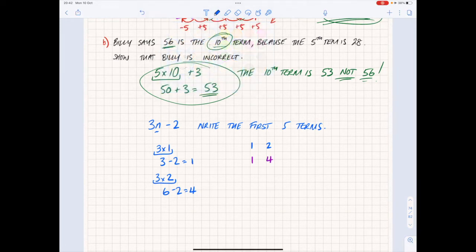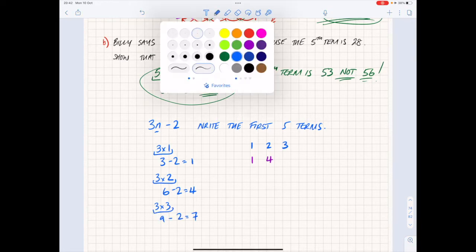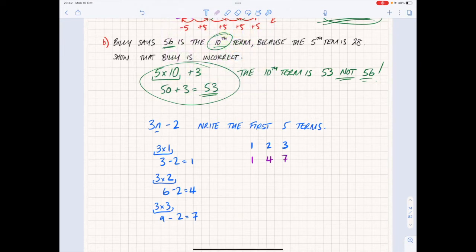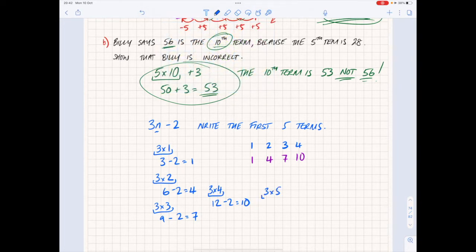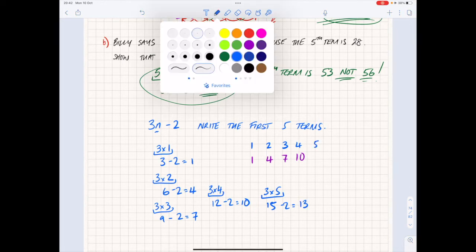If you were then carrying this on, so the third term, 3 times 3, which is 9, minus 2, which is 7. So your third term would be 7. We'll finish it off here. So the fourth term, so you're now doing 3 times 4, which is 12, and then take away 2, which is 10. So your fourth term would be 10. And then finally 3 times 5, which is 15, and then take away 2, which gives you 13. So your fifth term would be 13.